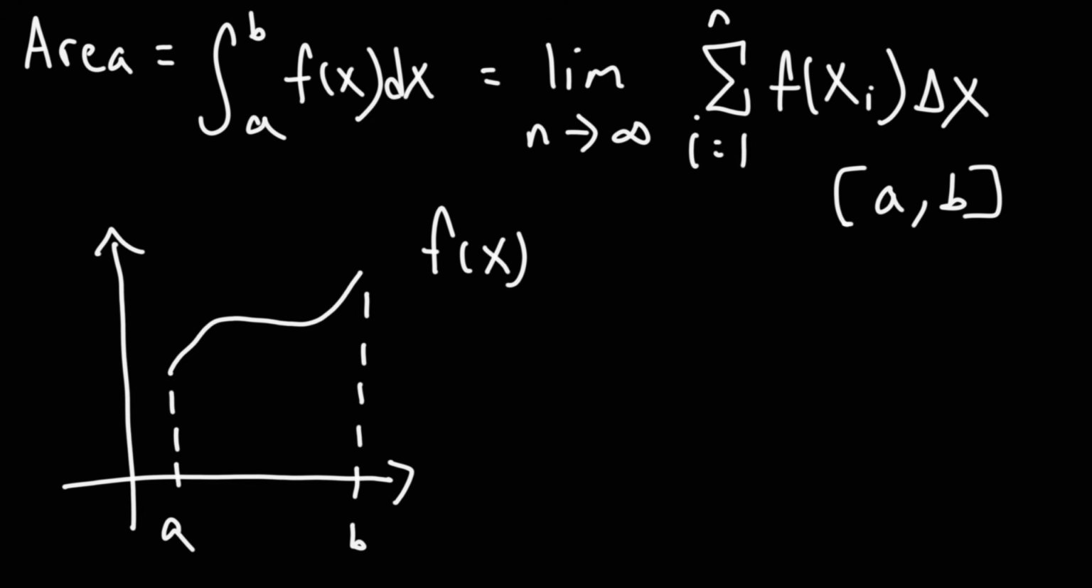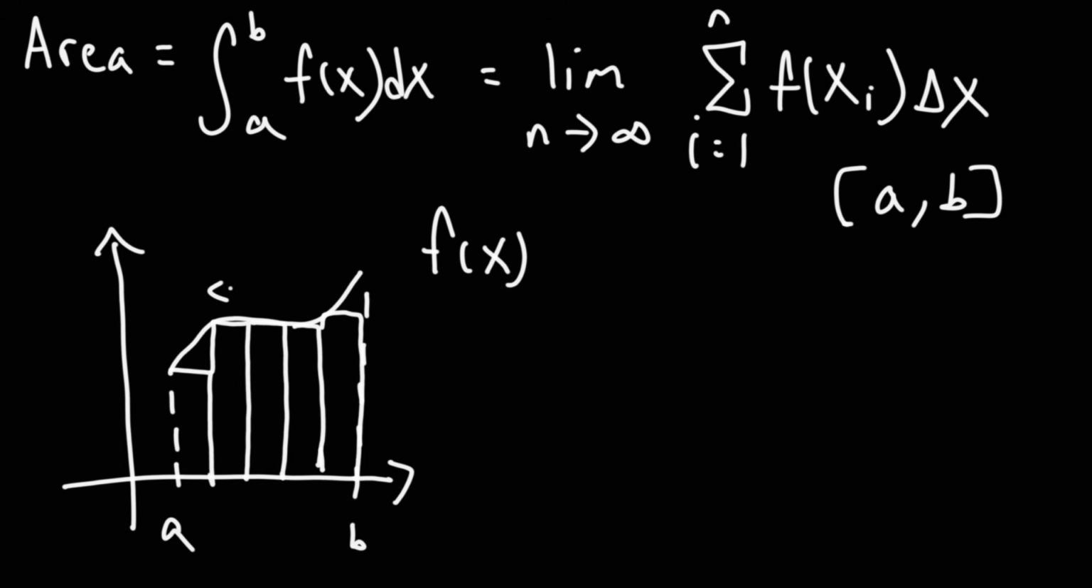Now, one way in which we can approximate the area is by breaking it up into rectangles. And we can calculate the area of each rectangle using something called Riemann sums. It could be the left endpoints, the right endpoints, or even the midpoint rule.